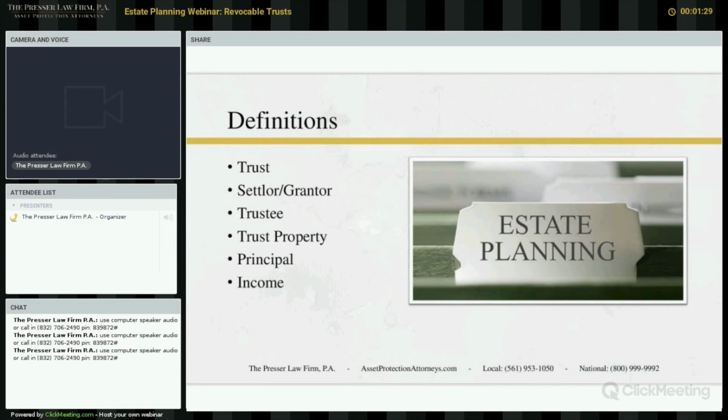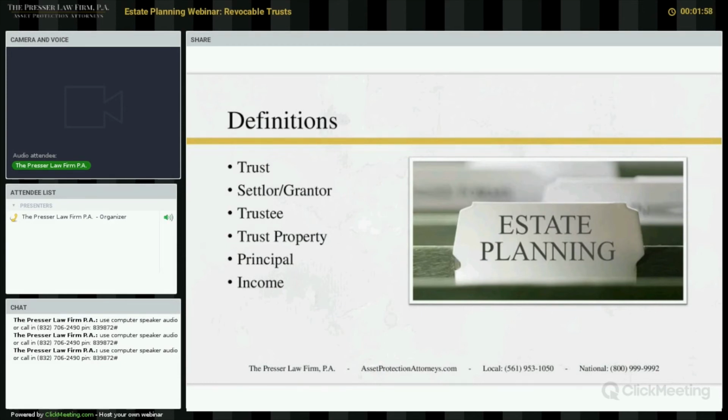Let's go over a few definitions first. So firstly, what is a trust? And I get asked this all the time. A trust is really just a creation of a relationship, and it's manifested by a document. The document that we create outlines what is going to happen to the trust funds, so the money that's put in the trust, and who the parties involved are.